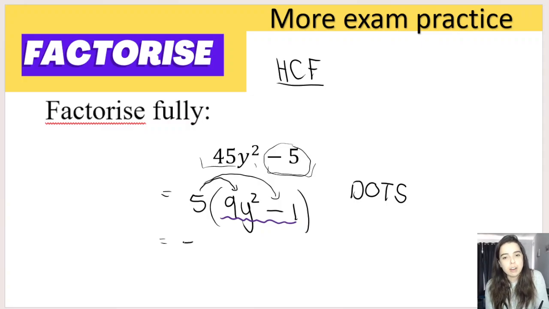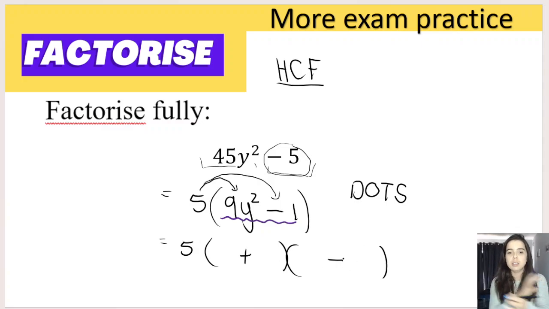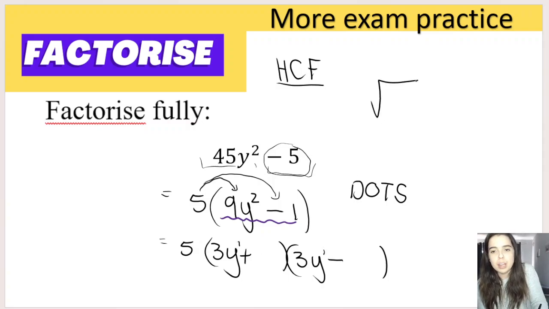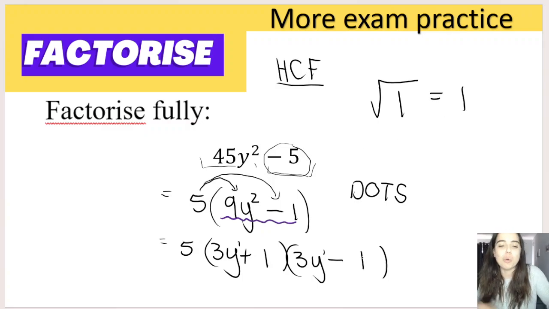So how we do it is we carry down that 5 and, difference of 2 squares, we need 2 brackets. We have a plus in the one, a minus in the other. The order doesn't matter. You can put the minus first. We square root the 9, we get 3 and 3. And then y squared, if we square root that, we get y and y. It makes sense because 3y times 3y is 9y squared, because remember, you'll add the exponents. The square root of 1, some people forget, but the square root of 1 is 1. So that would be a 1, and that would be a 1. And that's your final answer.